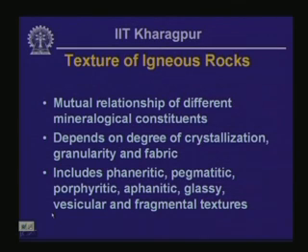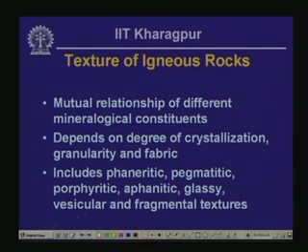Now, we look at the texture of igneous rock, because igneous rocks can also be classified based on their textural characteristics. The first question that comes to mind is what is meant by texture, and texture really is the mutual relationship of different types of mineral constituents. What I mean by that is what proportion of the rock mass is composed of crystalline material, what is the granularity of the rock, and what is the distribution of these crystals within the rock mass, which is given the name fabric.